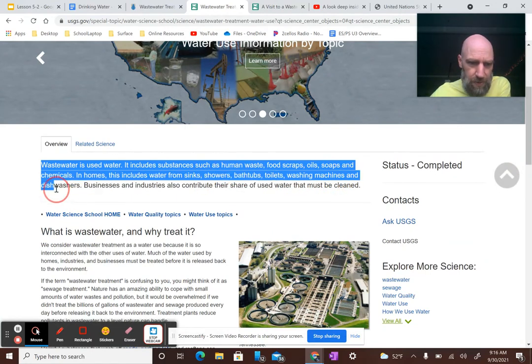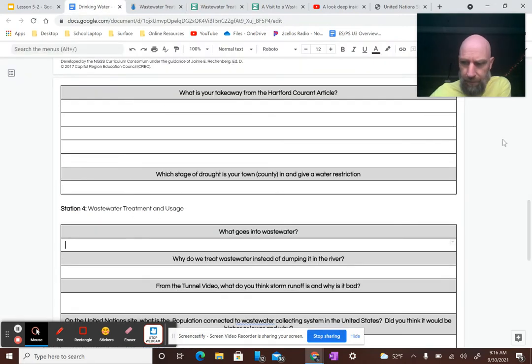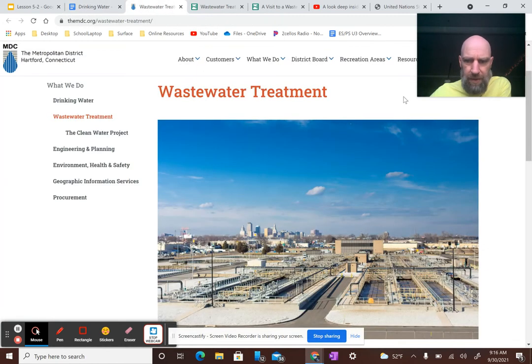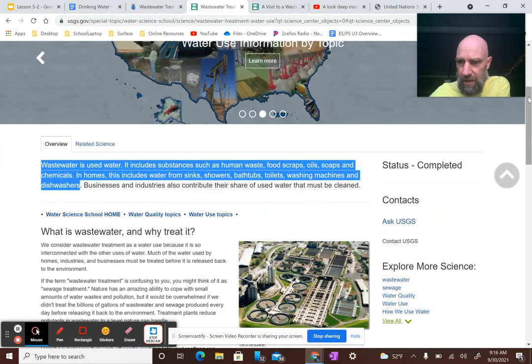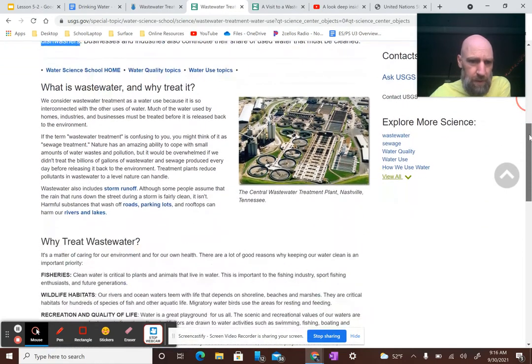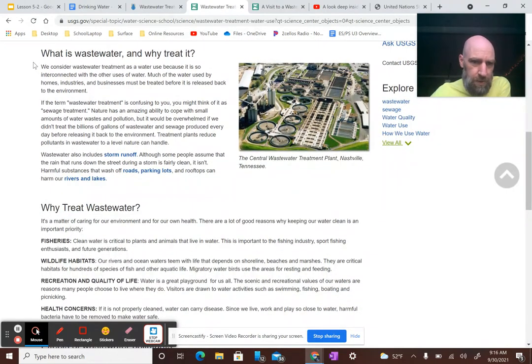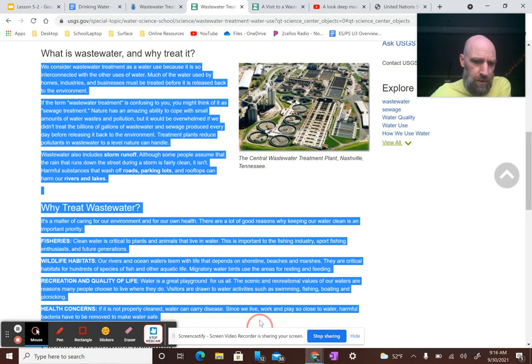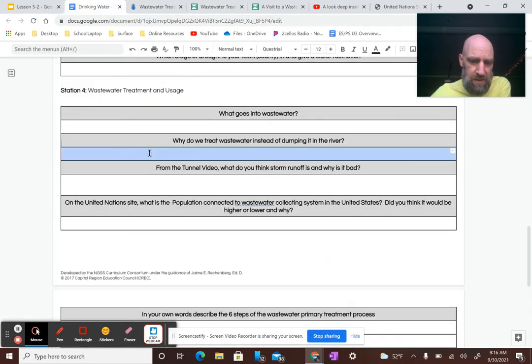Yeah, all those. All right. You can throw that as an answer right there. For the next one, why do we treat wastewater instead of dumping it in the river? I think it even gives you it on this one right here. Yeah, what is wastewater and why do we treat it? Why treat wastewater? All right. Those right there will give you the answer to this.